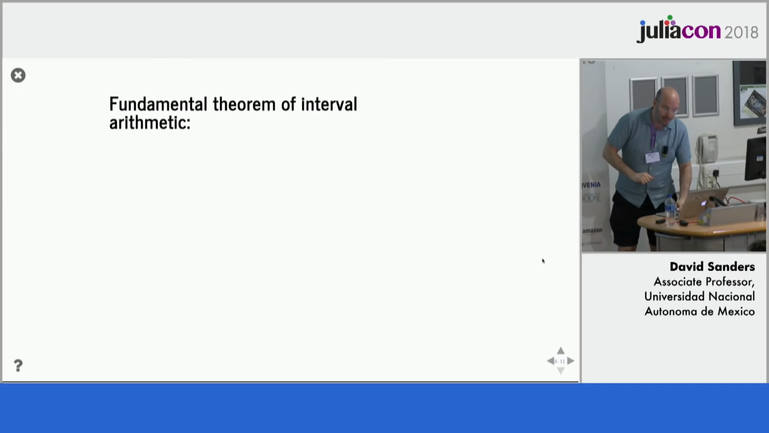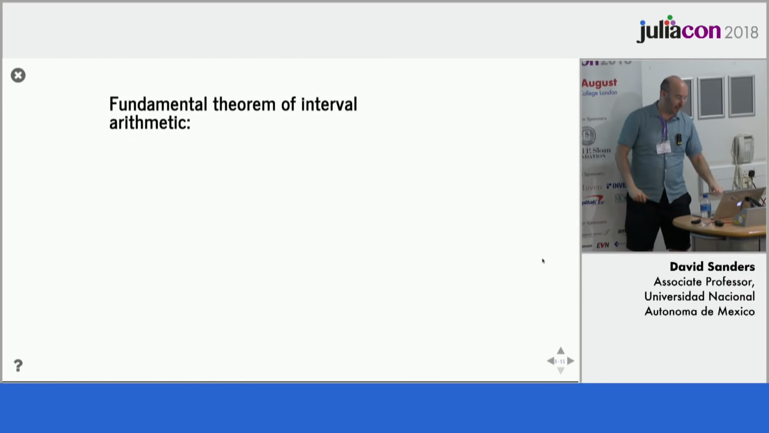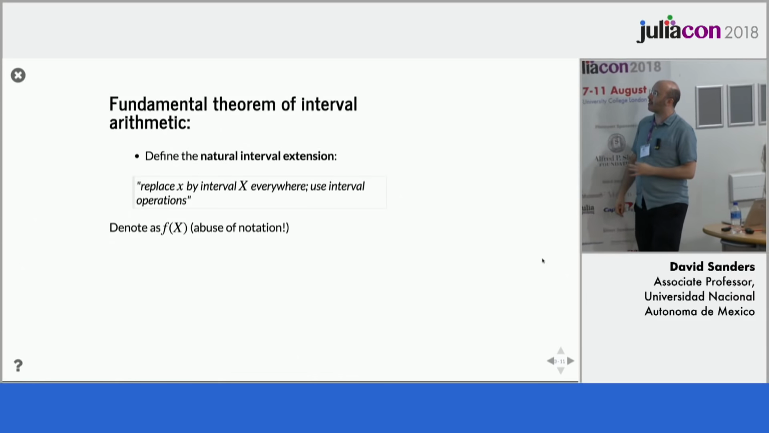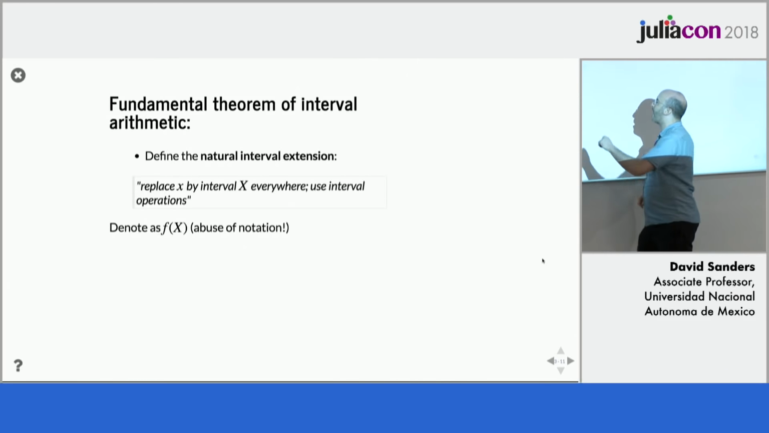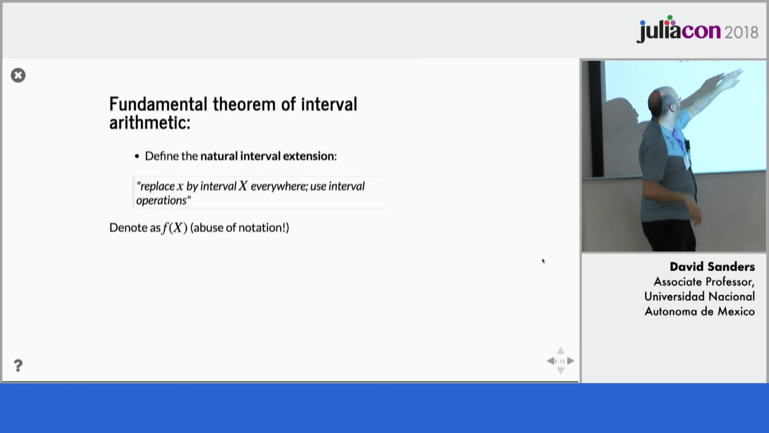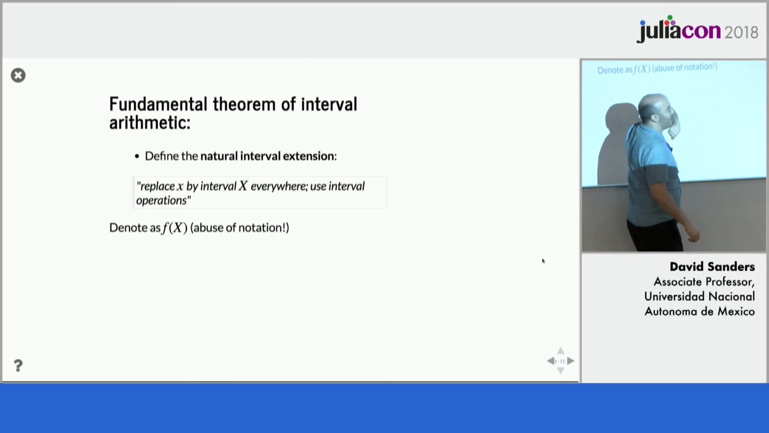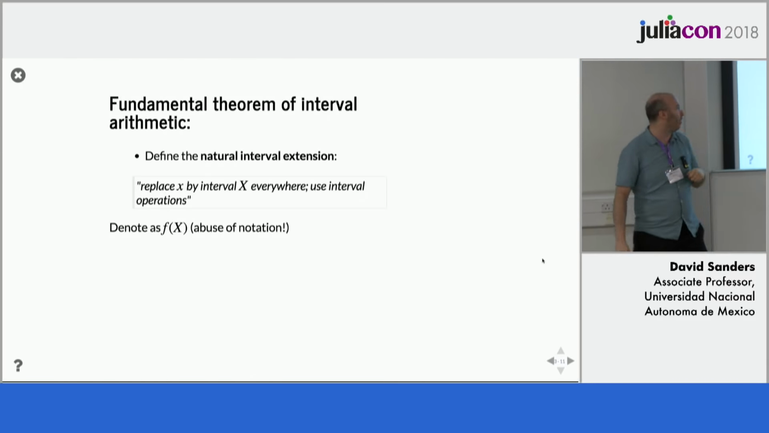And when I combine these functions, I get the fundamental theorem of interval arithmetic, which is that we're going to define the so-called natural interval extension by the idea: replace the value x, a number, by an interval everywhere, and then use the corresponding interval operations.